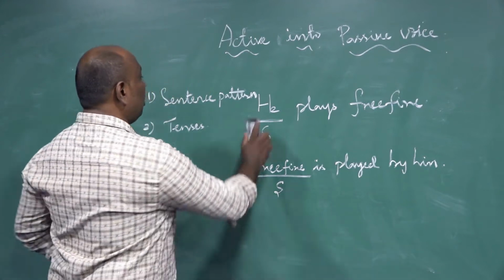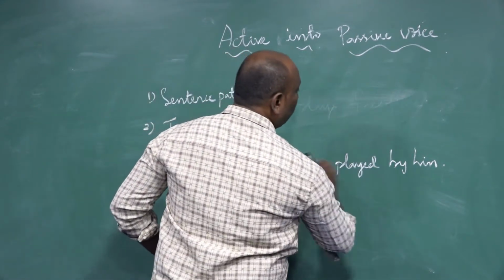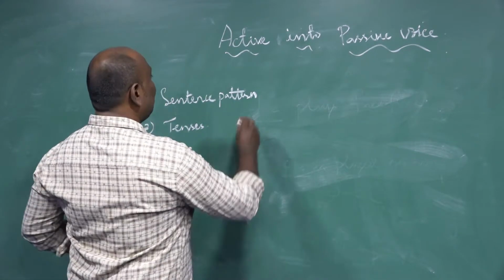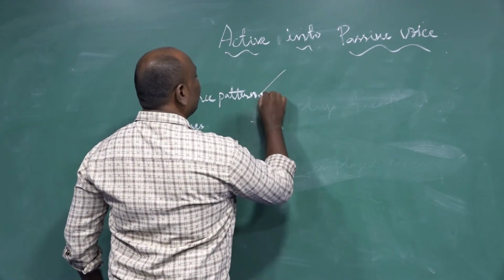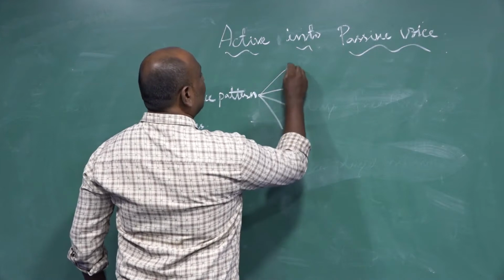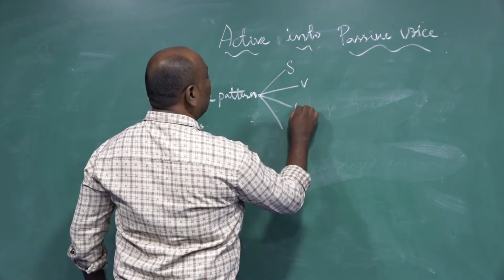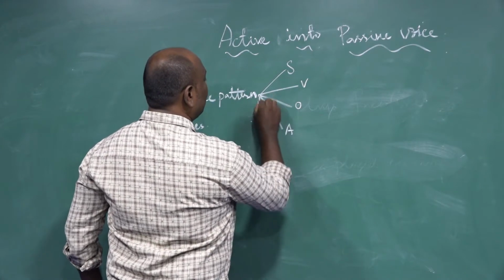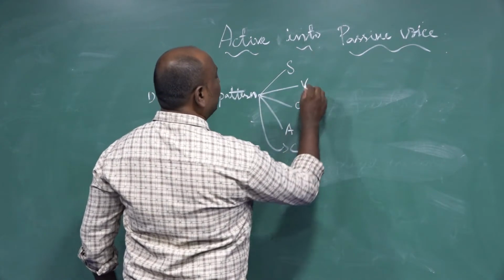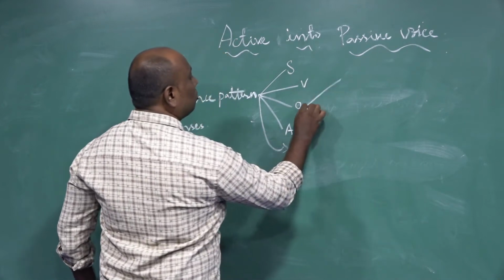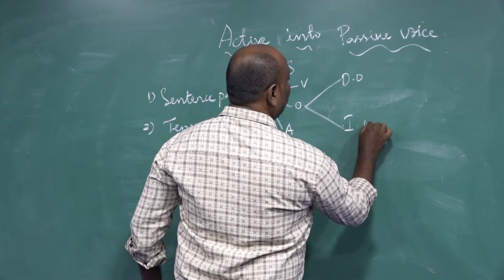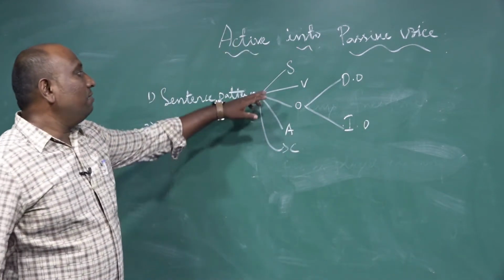So first let us begin with how to find out the sentence pattern. In the sentence pattern, there are many variants: subject, verb, object, adjunct, and complement. The object has two types: one is direct object, another one is indirect object. So generally we can find it out.